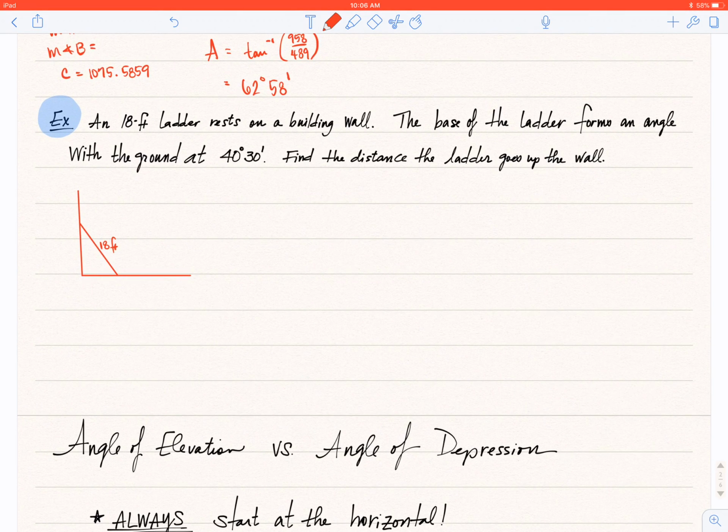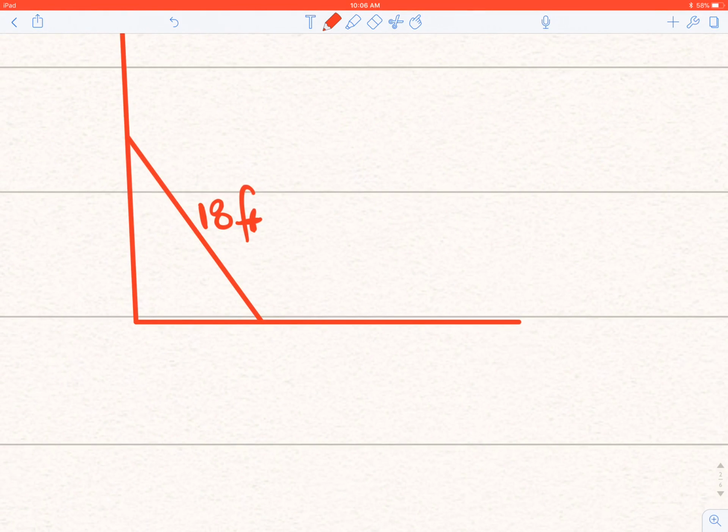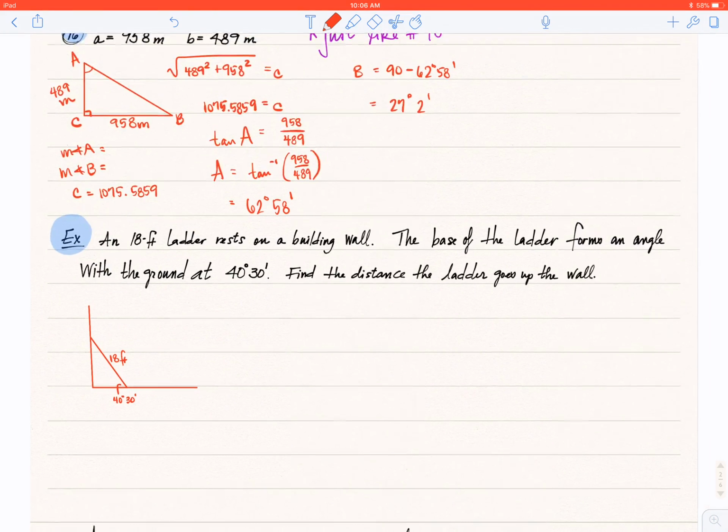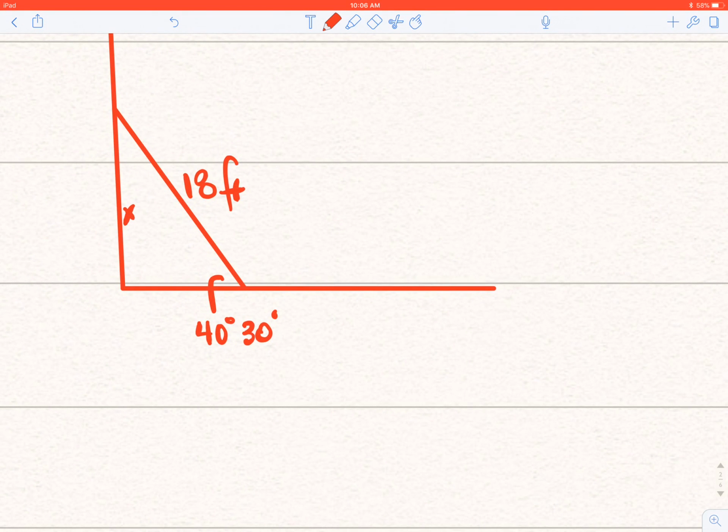The base of the ladder forms an angle with the ground at 40 degrees 30 minutes. So that means this angle right here is 40 degrees 30 minutes. Find the distance the ladder goes up the wall. So I want this distance right here.